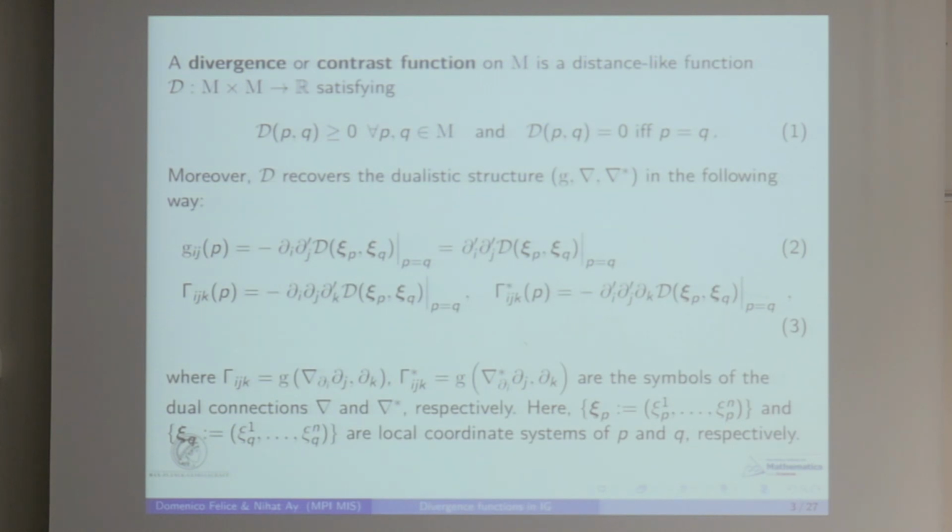A divergence function is basically a distance-like function defined on the Cartesian product of the manifold M that has to be non-negative and zero only on the diagonal of this Cartesian product. The dualistic structure is recovered in terms of the second derivatives as far as the Riemannian metric is concerned, and the dual connections are recovered by the third derivatives. All these derivatives then have to be evaluated at the diagonal of the Cartesian product.